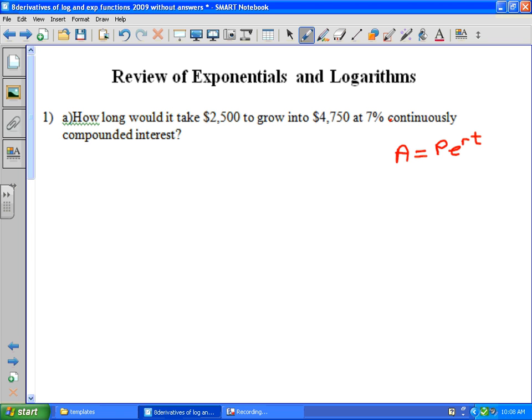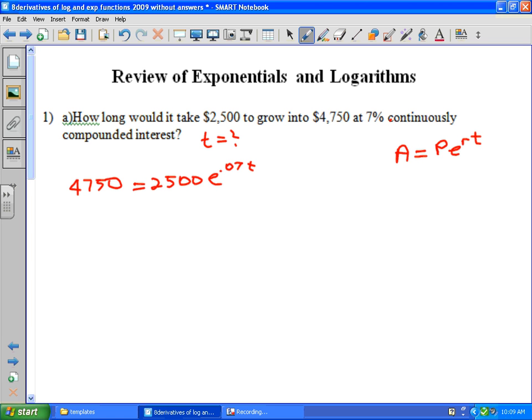So what is the unknown here? The unknown is t, right? So they want to know what is the time that it will take for a principal of $2,500 at 7% interest, r is 0.07, to grow into what amount? $4,750. So I put the $4,750 on the left-hand side because that's the accumulated value. So take a look at this equation. It's very unusual. Where is the unknown in this equation?